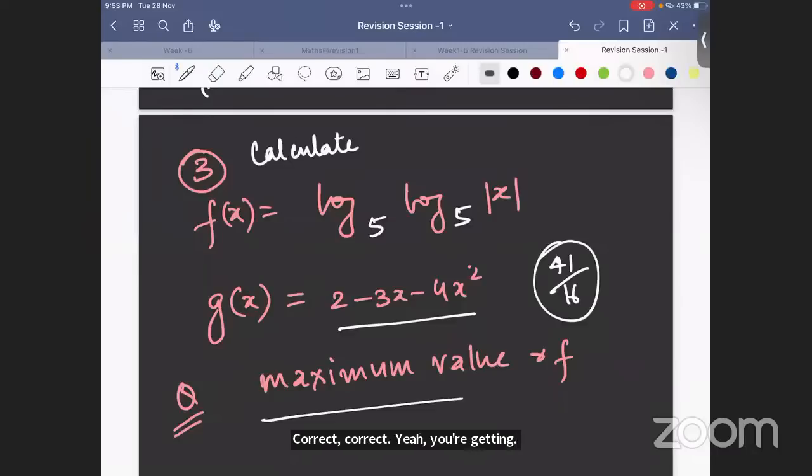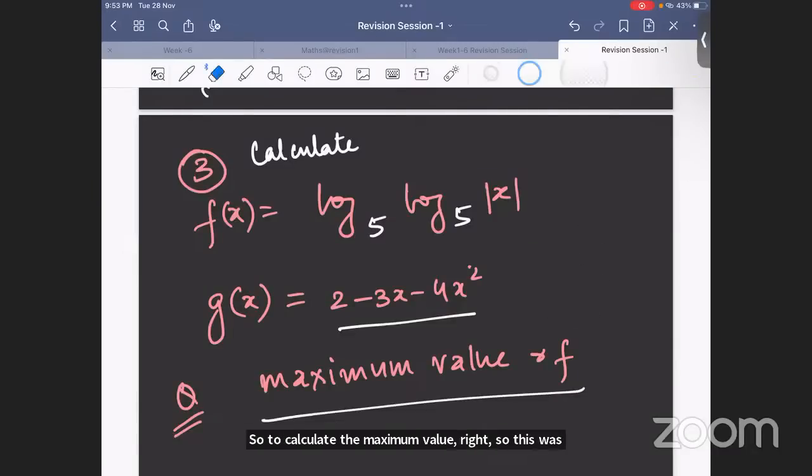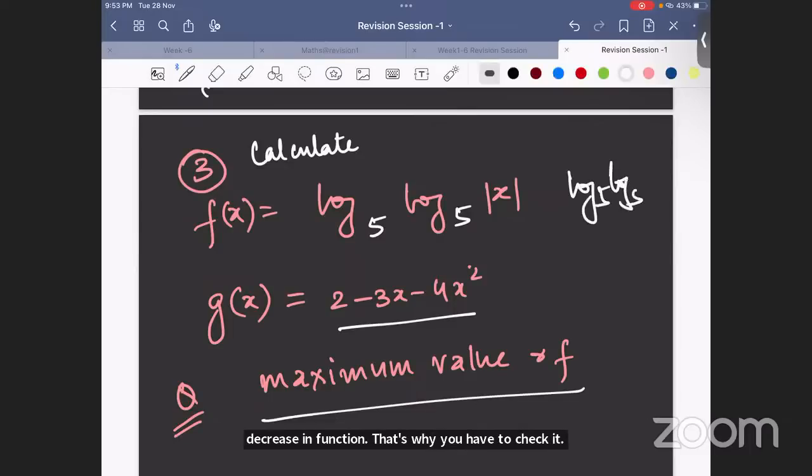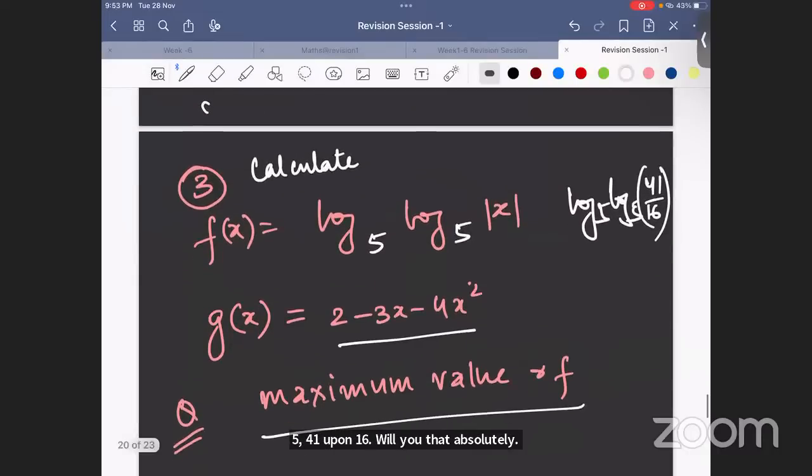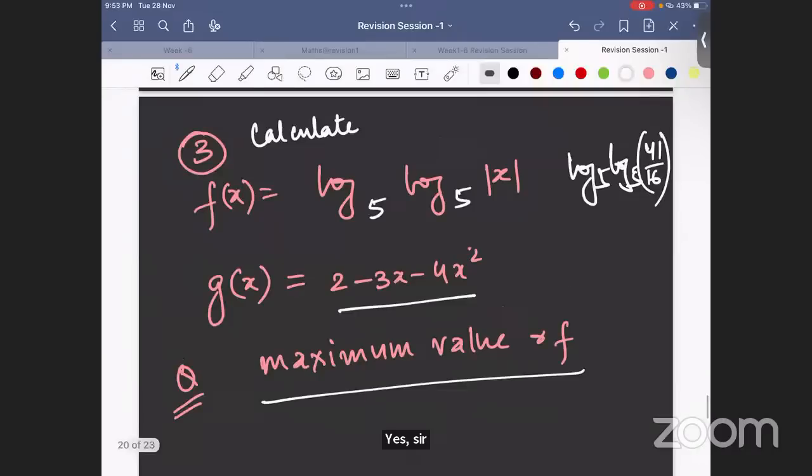So to calculate the maximum value, right? This was a decreasing function, so this will be something like log of 41/16. So you are absolutely right. It can't be a decreasing function, because if you are taking the maximum value, you have to take the minimum value to get the maximum, right? Yes, sir. Yeah, right. Is this clear to everyone?